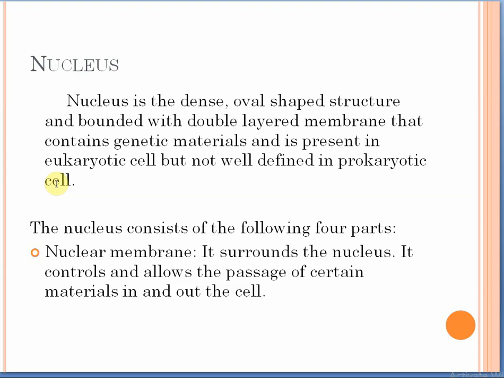Inside the nucleus we have the genetic material. What is this genetic material? Let me explain it to you in short. This genetic material inherits or stores all the information of a particular individual. This double-layered membrane, the nuclear membrane, is present only in the eukaryotic cell, but it is not well defined in the prokaryotic cell.